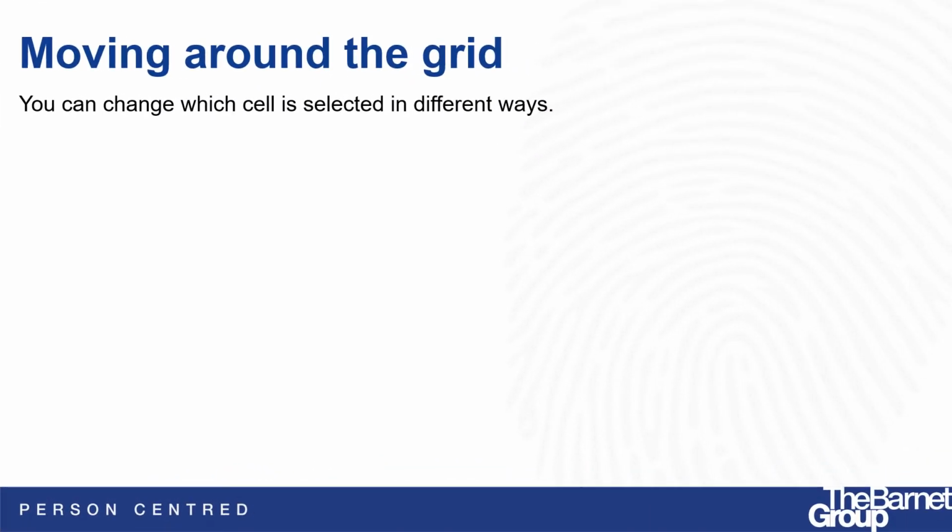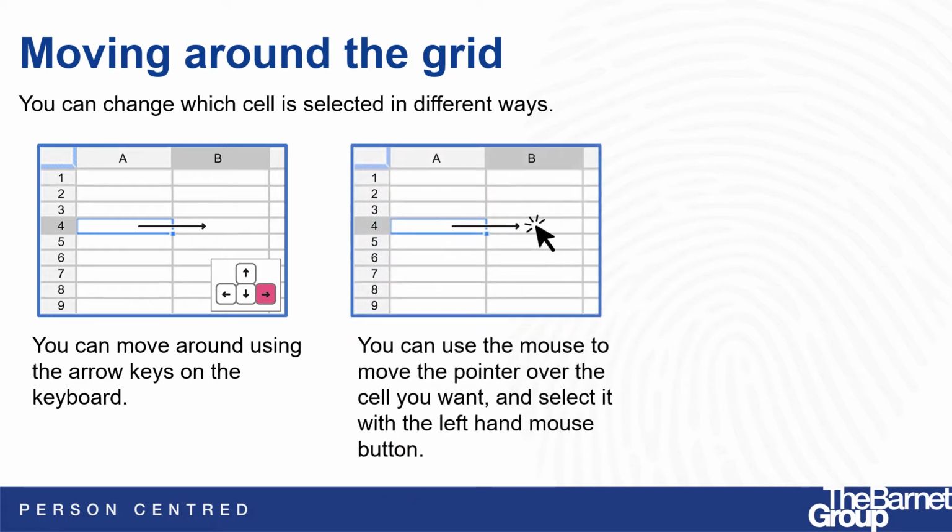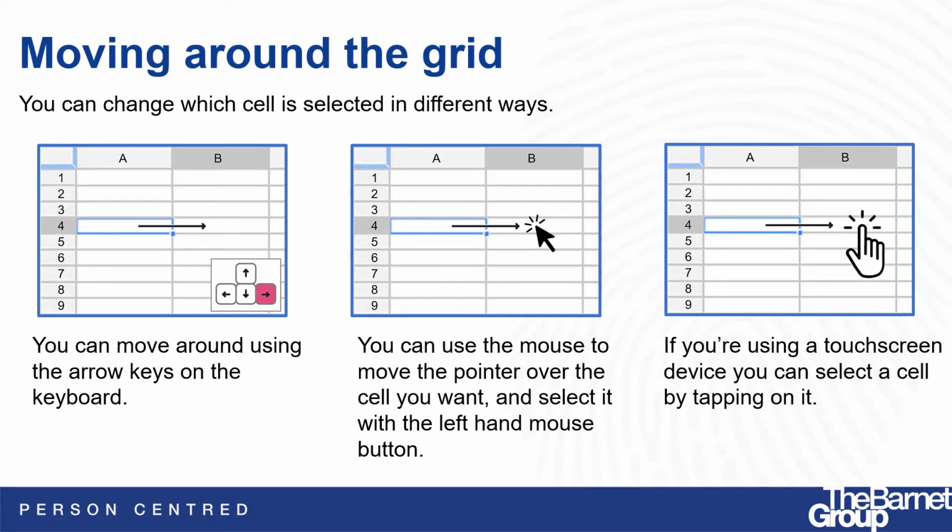Moving around the grid. You can change which cell is selected in different ways. You can move around using the arrow keys on the keyboard. You can use the mouse to move the pointer over the cell you want and select it with the left-hand mouse button. If you're using a touchscreen device, you can select a cell by tapping on it.